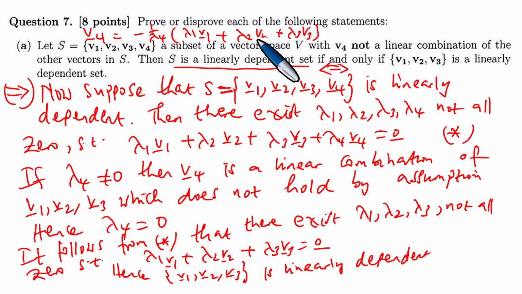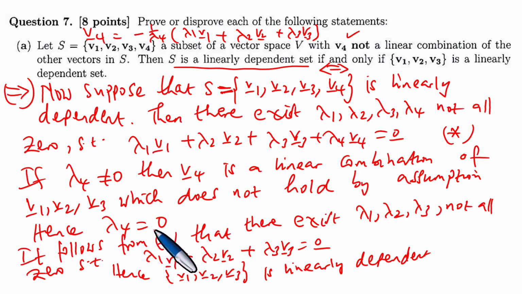So obviously we are making V4 the subject. If lambda 4 is not 0, then we can divide, making V4 a linear combination of the vectors. And this, by assumption, it's not. V4 being a linear combination of the vectors does not hold by the assumption. Therefore, saying lambda 4 is not 0 is not correct because it doesn't satisfy the assumption. Hence lambda 4 must be 0.